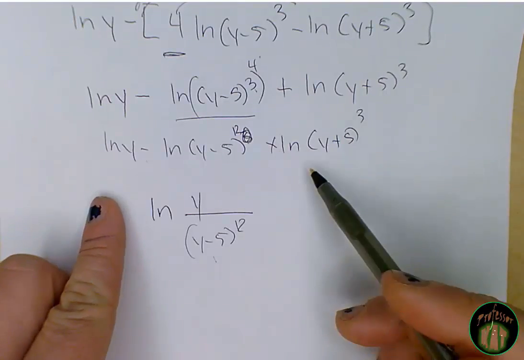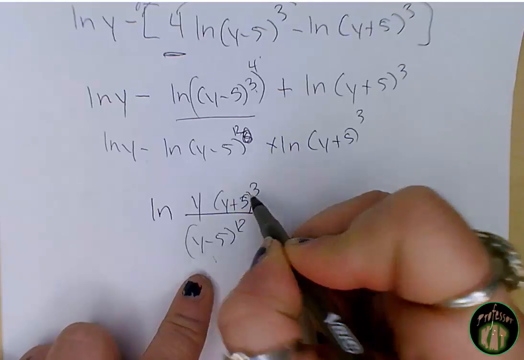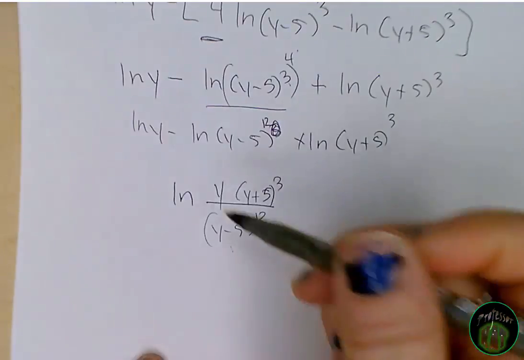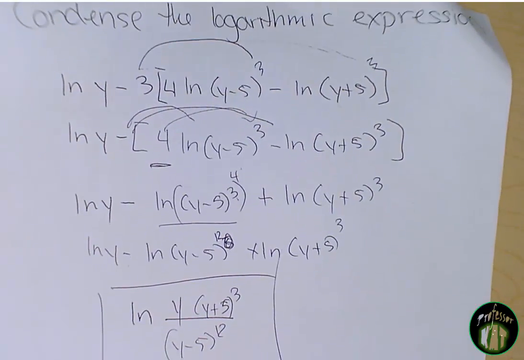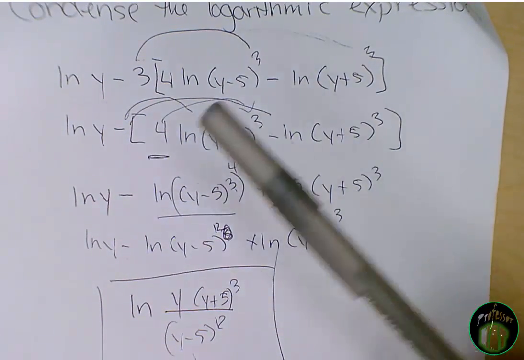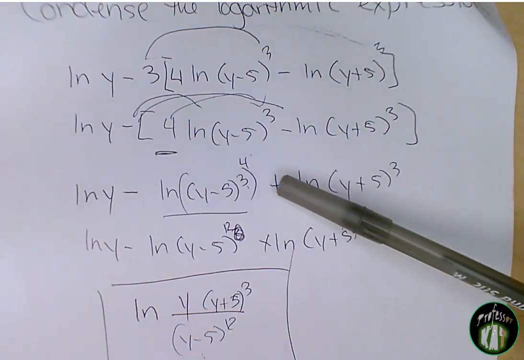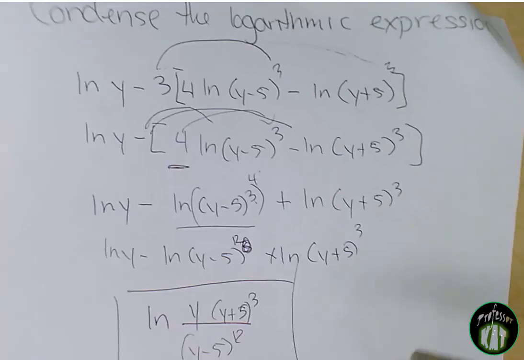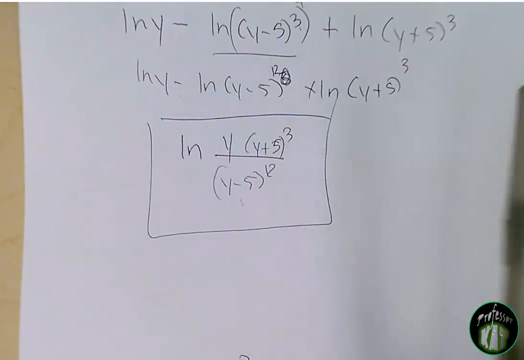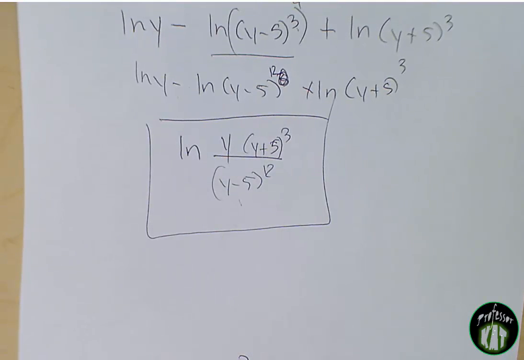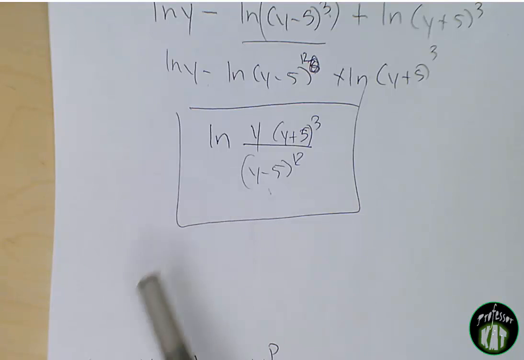This is positive, so that means that this y plus 5 cubed is going to go up top. So this is what our expression looks like, all condensed down. Again, always start with the power rule, bring those coefficients up top. Then you want to take care of the product and the quotient rules to figure out if your terms are going in the numerator or the denominator. But everything should be condensed down to a single log, and this is what ours looks like.